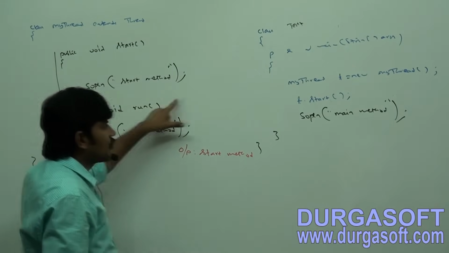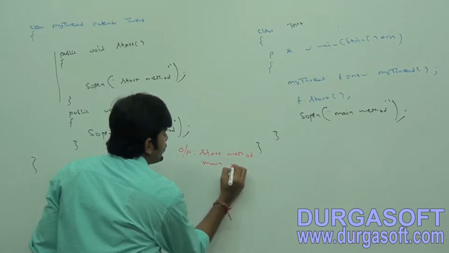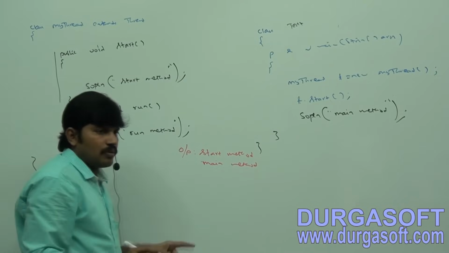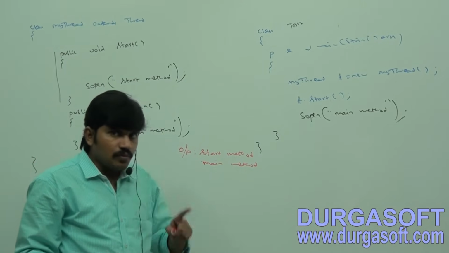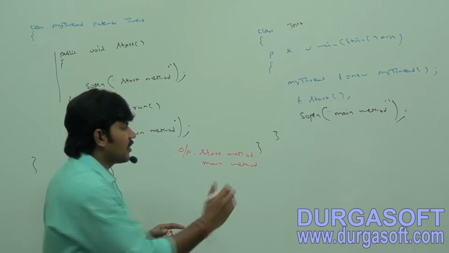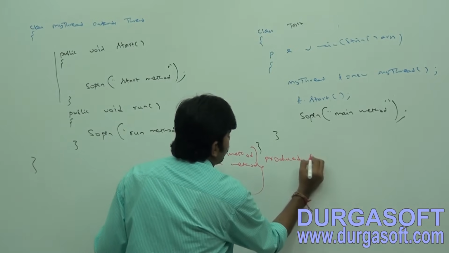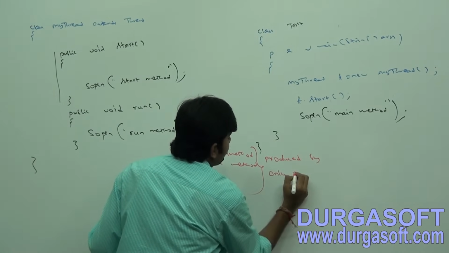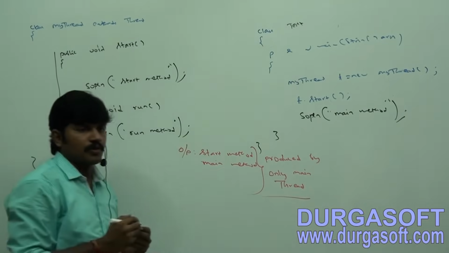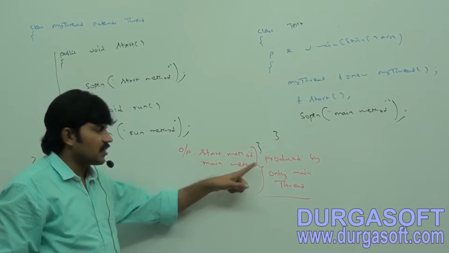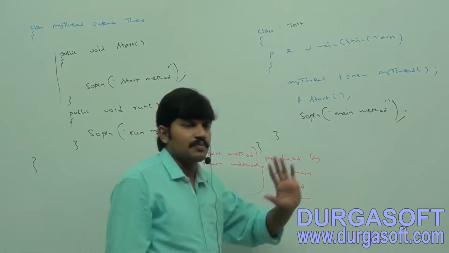After completing, the control comes back to execute this one. Can you tell what the output is? The main method. These two lines are executed by which thread? Only the main thread, because the child thread is not there. Produced by only the main thread. Any explanation required about this one? Okay, one minute, let me show this one.